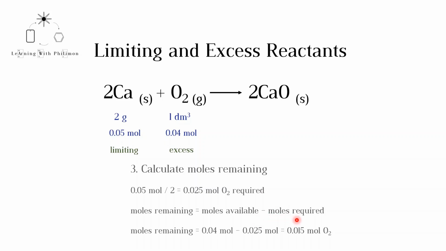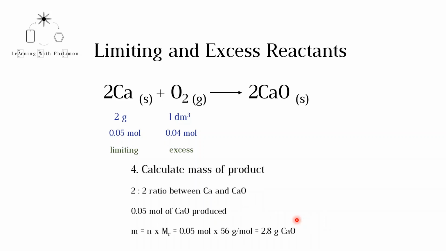To calculate the moles of product, you must always use the moles of the limiting reactant. This is a common mistake made by students. There is a 2-to-2 ratio between Ca and CaO. Therefore, 0.05 moles of calcium would produce 0.05 moles of calcium oxide. To calculate the mass, we multiply the moles by the molar mass of calcium oxide. 2.8 grams of calcium oxide are formed.